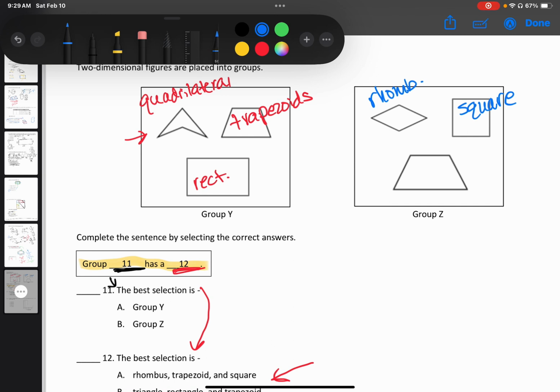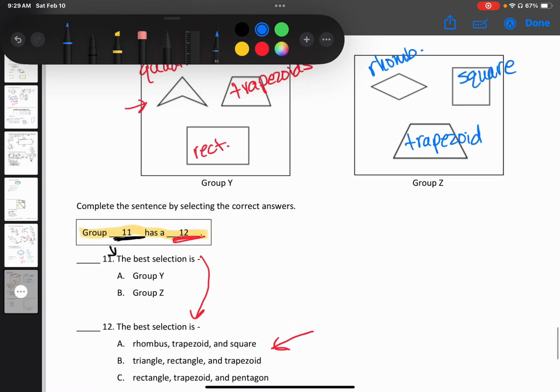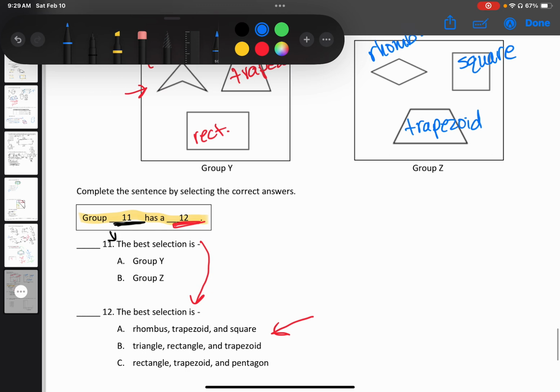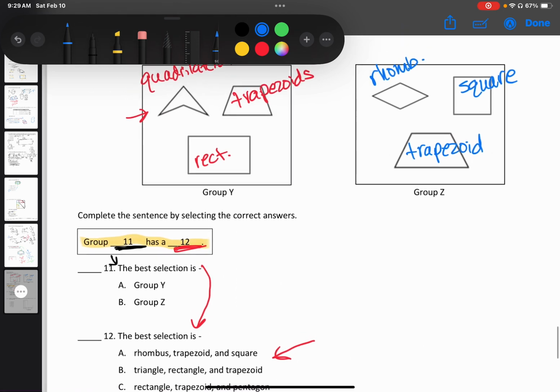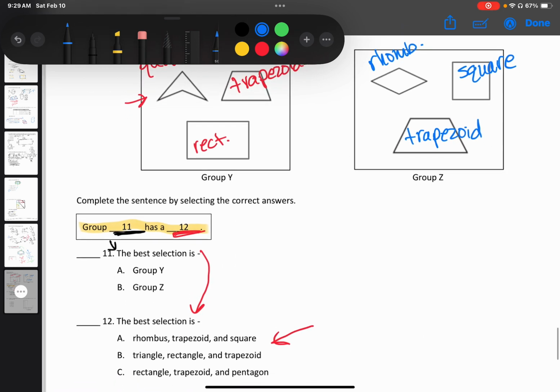Last shape down at the bottom is another trapezoid. It's a trapezoid and it also fits under the quadrilateral heading in the family. Okay, so Group Y. Does Group Y have a rhombus, a trapezoid, and a square? No, it does not. Does Group Y have a triangle, a rectangle, and a trapezoid? Well, no, none of these have a triangle, so we're marking that out altogether. Let's try, does Group Y have a rectangle, a trapezoid, and a pentagon? No, it does not have a pentagon.